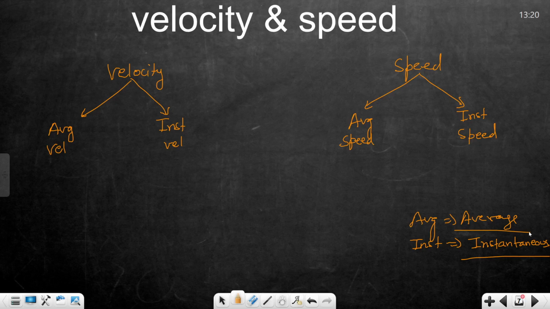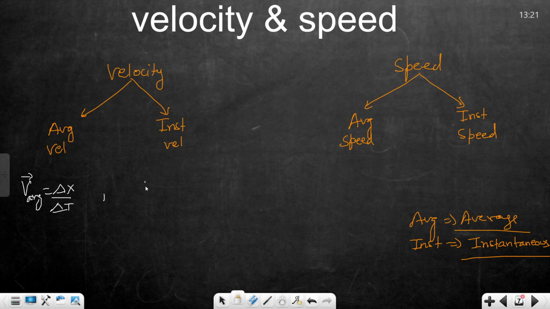So velocity and speed are of two types. दो type के होते हैं. First one is average and second one is instantaneous. Clear? What does it mean by average? Average का मतलब क्या होता है? मैं यहाँ लिख दे रहा हूँ. V average is delta x by delta t, net displacement upon my time taken.